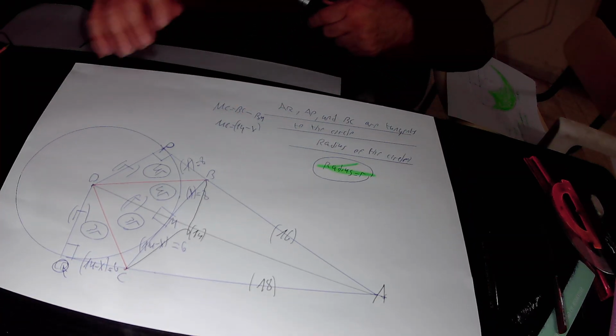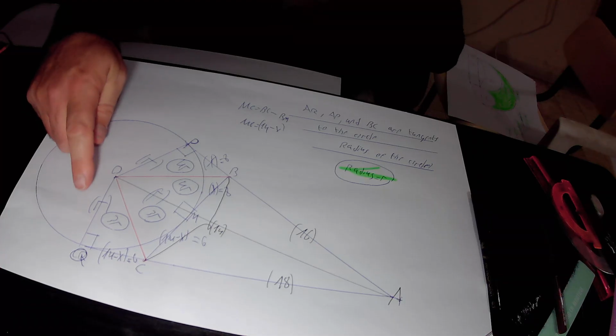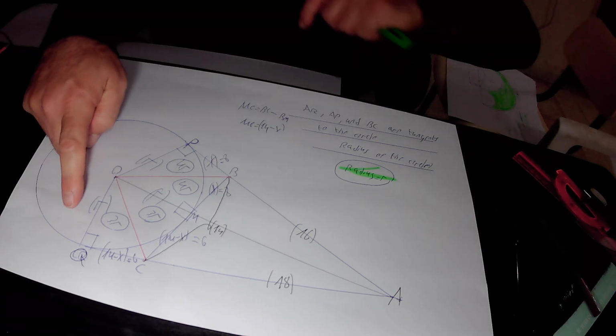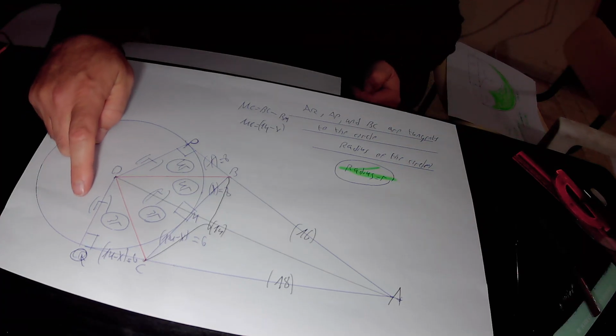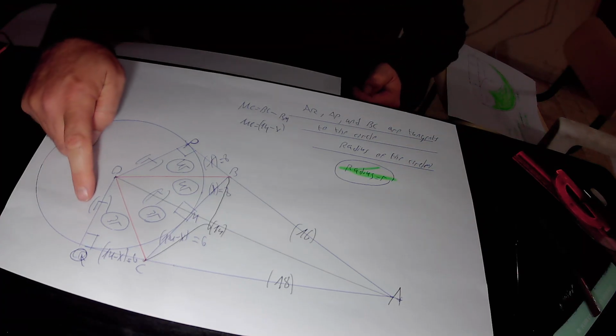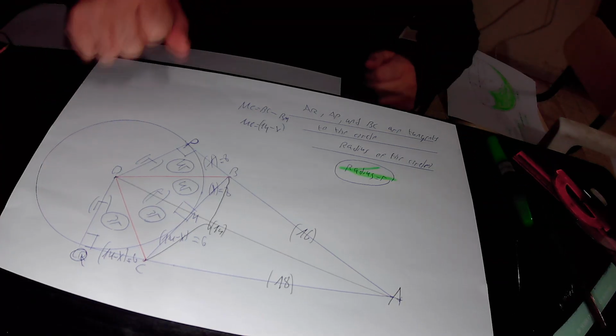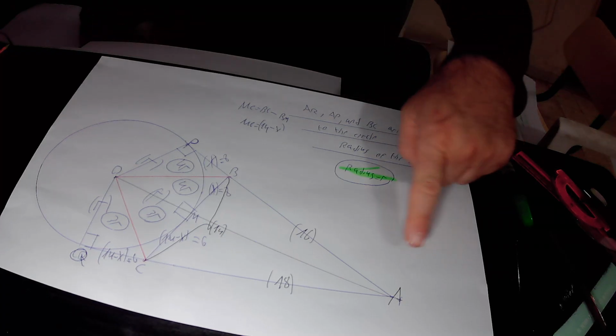In the next step, we join points O and Q together by a line. Point O is the center of this circle. Point Q is the point of the circle itself. Therefore, OQ is the radius of this circle. The radius OQ equals R. The radius OQ is drawn to point Q, that is the point of tangency of tangent AQ with this circle.